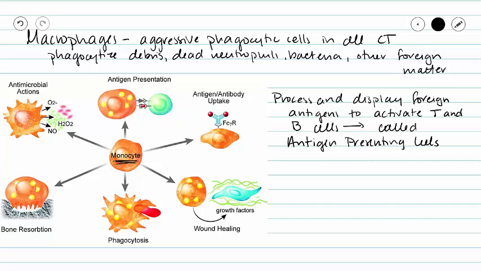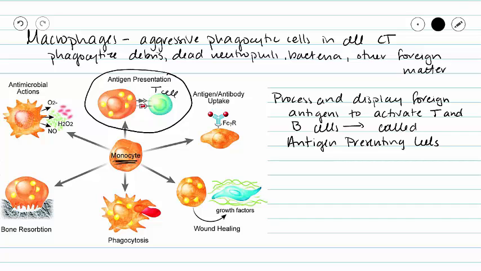So we're coming from monocytes, and these macrophages are incredibly phagocytic, and they are found in all of our different types of connective tissues. In our connective tissues, they are going to phagocytize debris, dead neutrophils, bacteria, and all sorts of other foreign matter. But then they take that foreign matter and they process it, and then they re-present that foreign antigen to a T cell. And that T cell is then going to activate other T cells, and it will activate B cells.